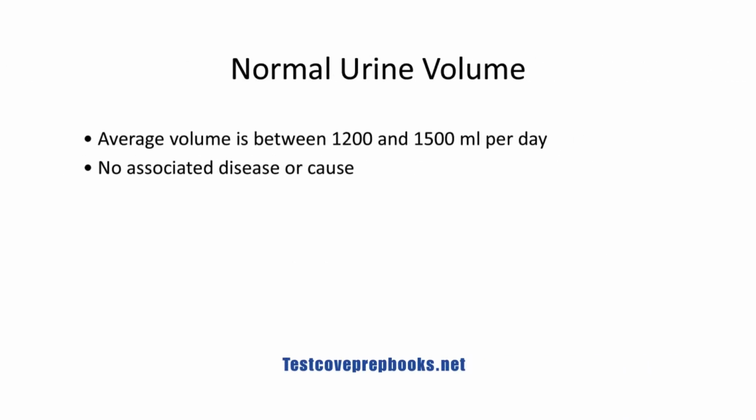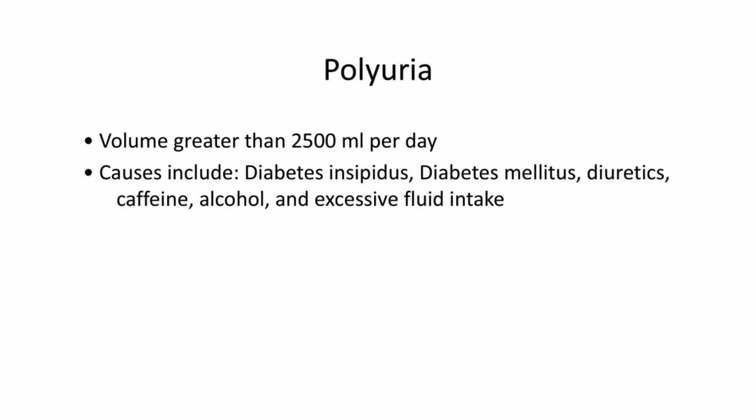In healthy individuals, the average urine volume ranges between 1,200 and 1,500 milliliters per day. Under normal circumstances, there are no specific diseases or conditions associated with this volume. Polyuria refers to the production of more than 2,500 milliliters of urine per day. This condition is commonly seen in diabetes insipidus and diabetes mellitus.